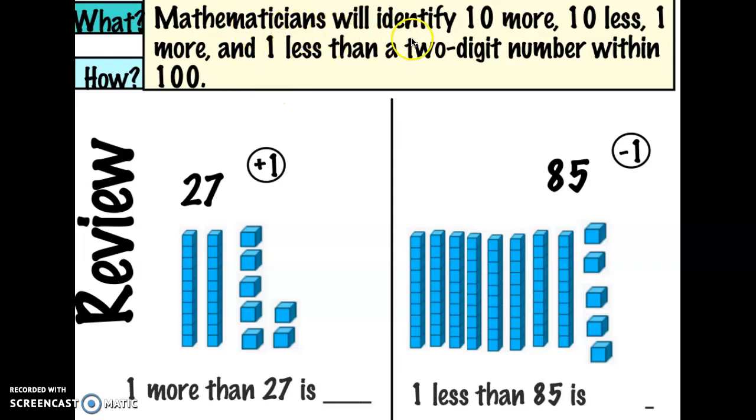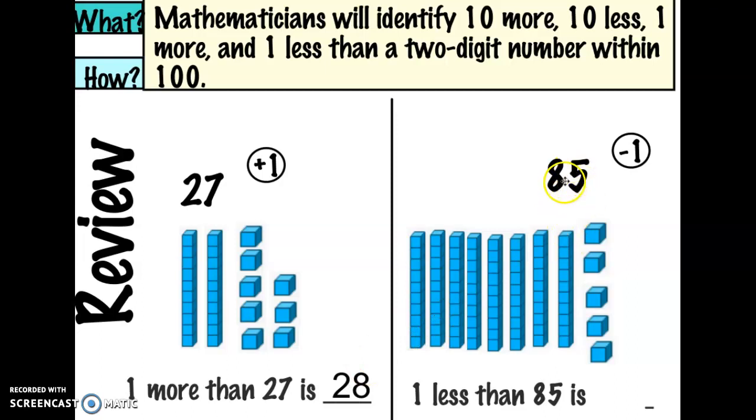Yesterday, mathematicians identified 10 more, 10 less, 1 more, and 1 less than a two-digit number within 100. So we have the number 27, and we represented it using tens and ones. We have 2 tens, 7 ones, and we're asked to find one more than 27. Are we going to add a 10 or are we going to add a 1? We're going to add a 1. So 1 more than 27 is 28.